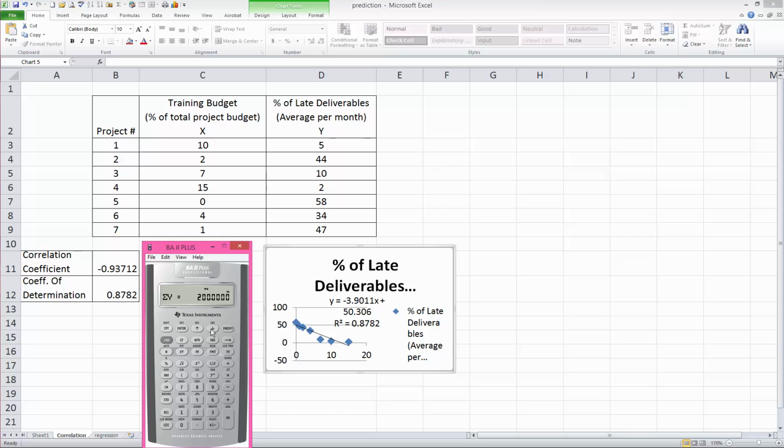We have other parameters here that we can view.